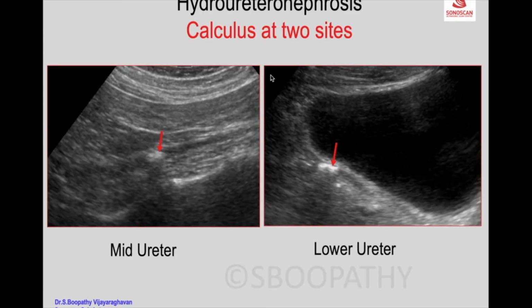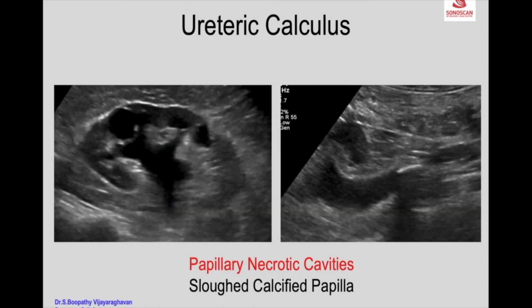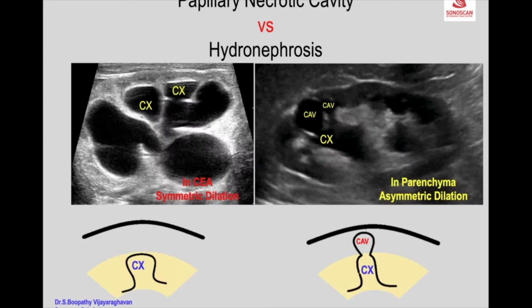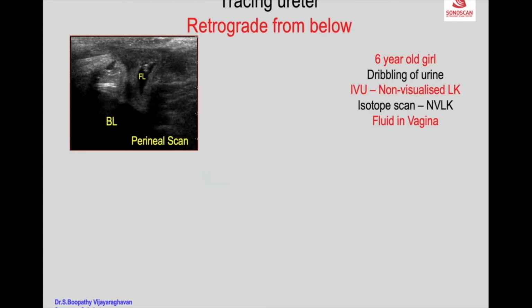Now here you see mild hydronephrosis, and you see a calculus in the mid ureter, not much dilatation, and there is a ureter which is causing obstruction. It may not be a calculus. If there is vaginal dribbling, then the suspicion is an ectopic ureteric opening.